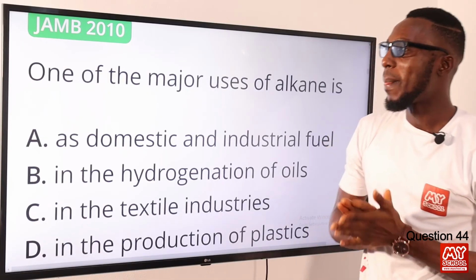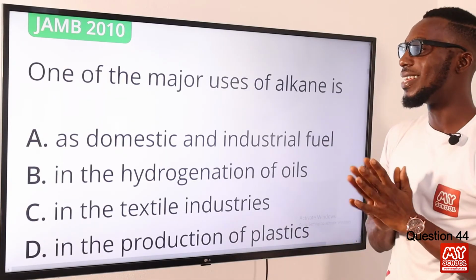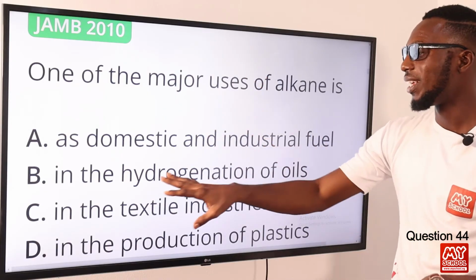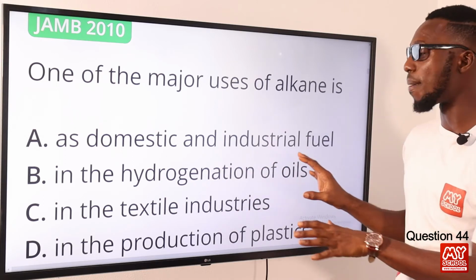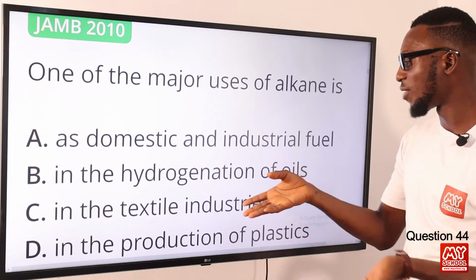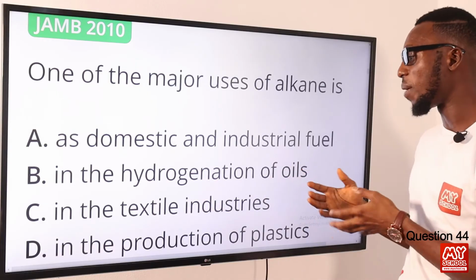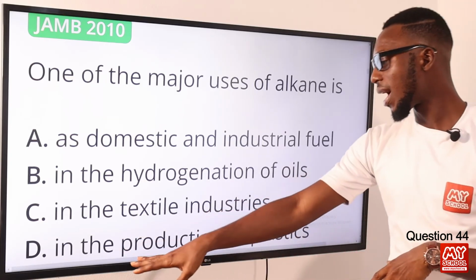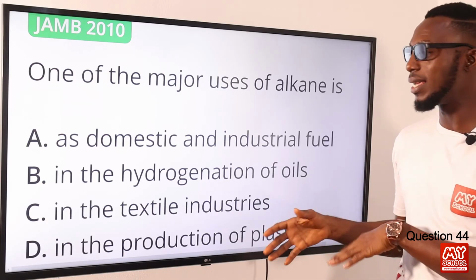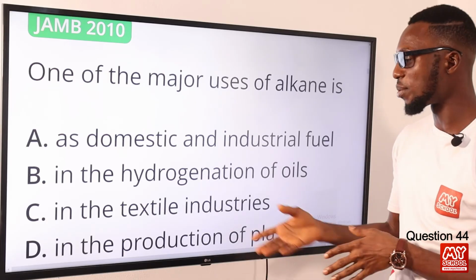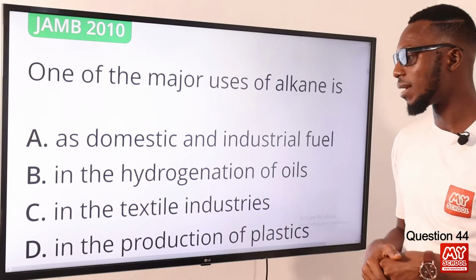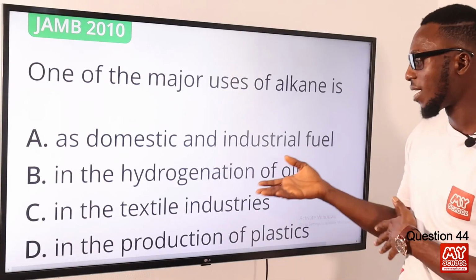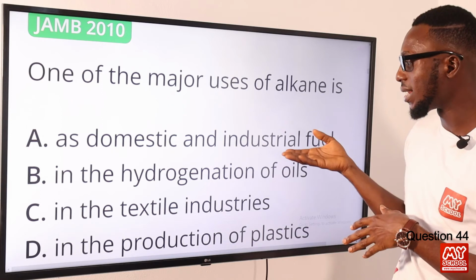Question number 44. One of the major uses of alkanes is as domestic and industrial fuel. So option A is correct. Now, the hydrogenation of oils is about margarine. That is where you use hydrogen alongside oil, maybe from your oil palm, in the presence of a nickel catalyst. For the textile industries and in the production of plastics, we can talk about ethane, specifically polyethylene. So ethane is involved in this process as well. This is hydrogen alongside oils in the presence of a nickel catalyst.